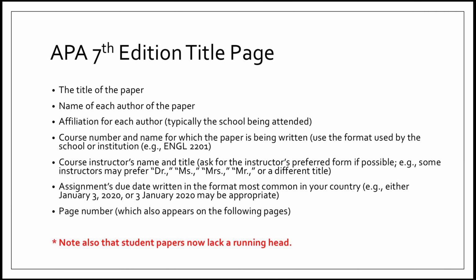All right, okay. So when we go over to APA 7 now, the title page is going to be a little bit different. So we're going to have the title of the page. This is for a student paper, right? And it's not going to have the running head. I'll show you that in a second. That's the main difference between the two, they're not going to have that running head. So it's going to have the title of the paper, the name of the author.